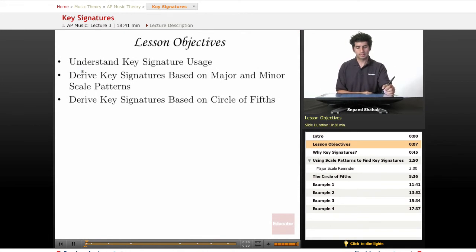So the objectives for this lesson are, first we're going to understand why we use key signatures, and then we're going to draw on the previous lesson and derive key signatures based on major and minor scale patterns as one way of figuring key signatures out. And then we'll look at a second way to derive key signatures based on the circle of fifths. And of course, this work will be the prelude to memorizing these key signatures and just knowing them by rote.